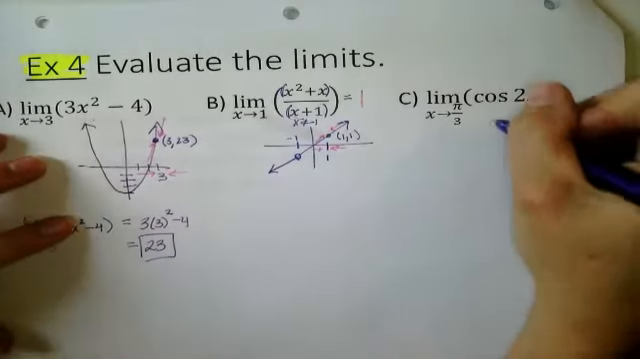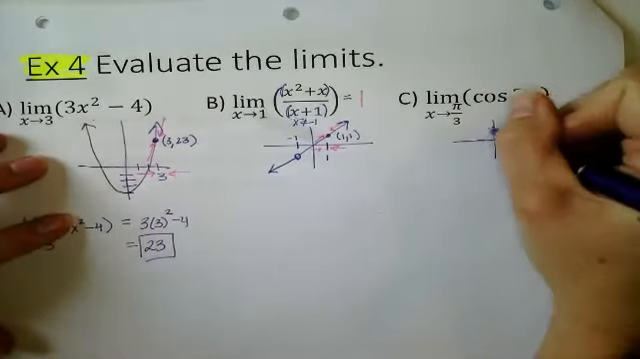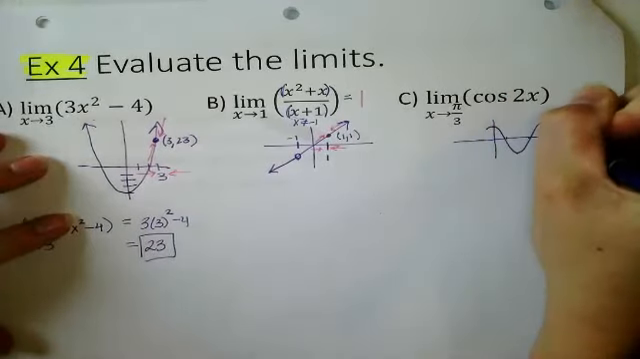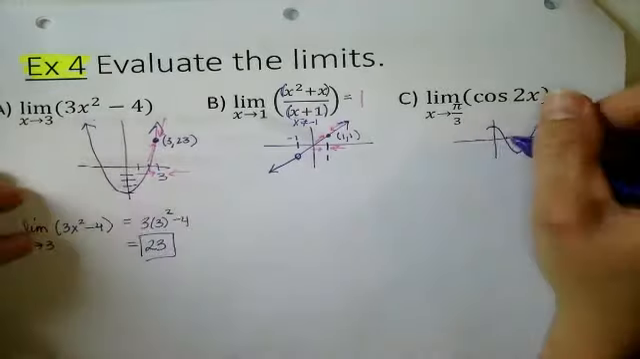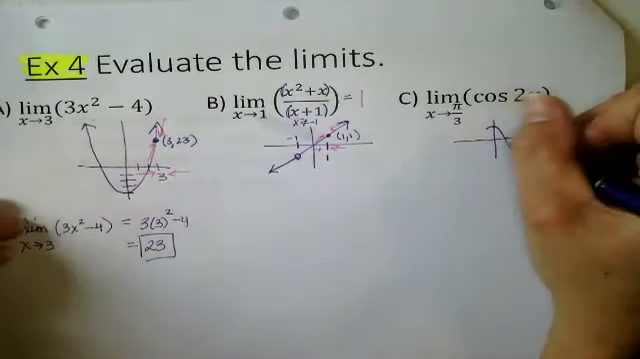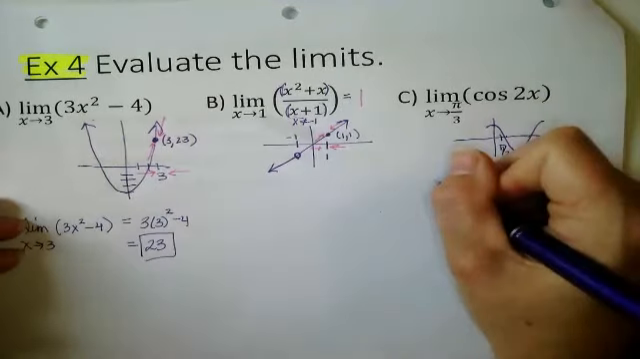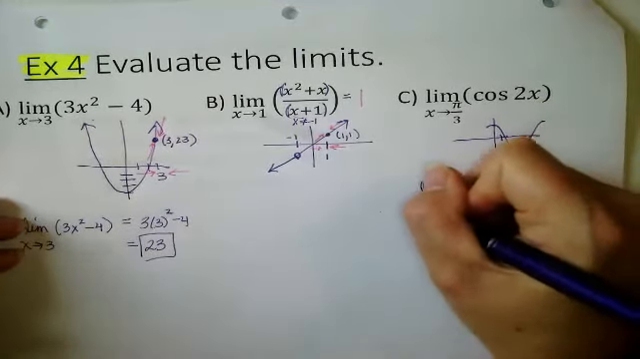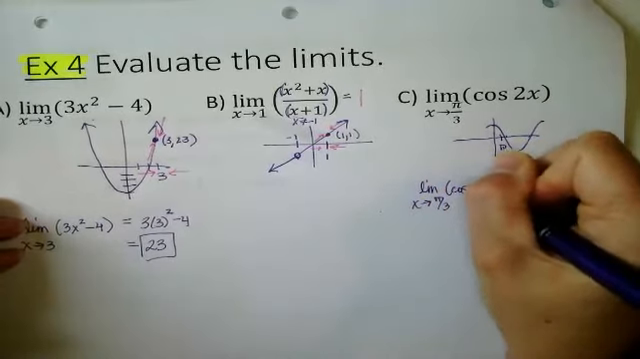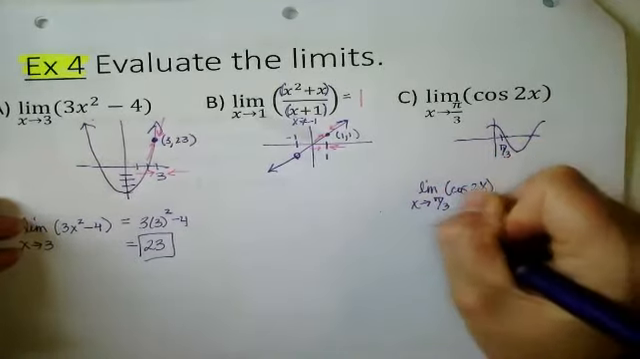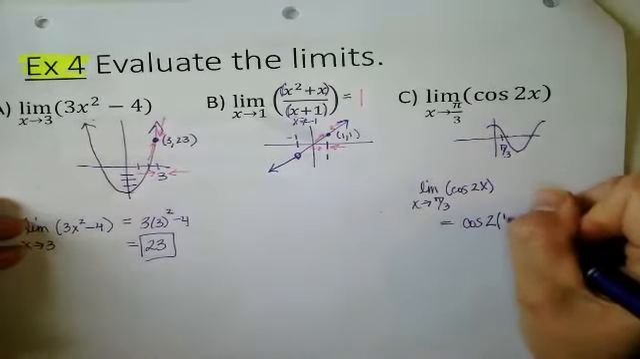Same understanding here. We know cosine, high, middle, low, middle, high. And this just happens twice as fast. So we have a nice smooth curve. And again, there's nothing weird going on. And we just need to see what happens at pi over 3. So I'm just going to go ahead and plug that in. The limit as x approaches pi over 3 of cosine of 2x is just plugging in pi over 3.